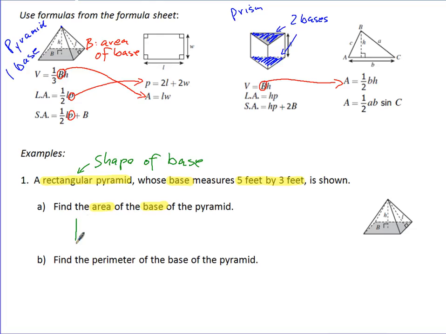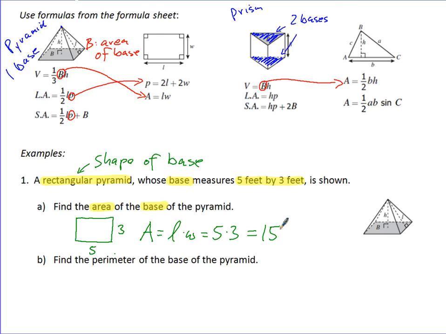The base is the shape of a rectangle, as we have said, and we are told that the base measures 5 feet by 3 feet. Now, looking at our formula for area of a rectangle, the way we calculate is by using the length times the width. So area is equal to length times width. The length of our rectangle is 5. The width is 3. 5 times 3 is 15.